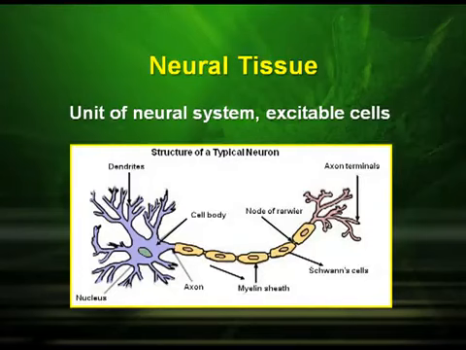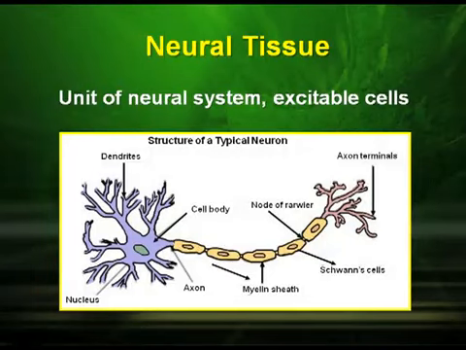The next type of tissue is the neural tissue. It is also known as the nervous tissue. These are the unit of neural cells and they are the excitable cells. If we have a look at the structure of the neural tissues, we see that it has a cell body which is known as the cyton, a nucleus which is quite prominent, the dendrites which are the receptors, the axon and the myelin sheath which covers it. They have nodes of Ranvier and the axon terminals.